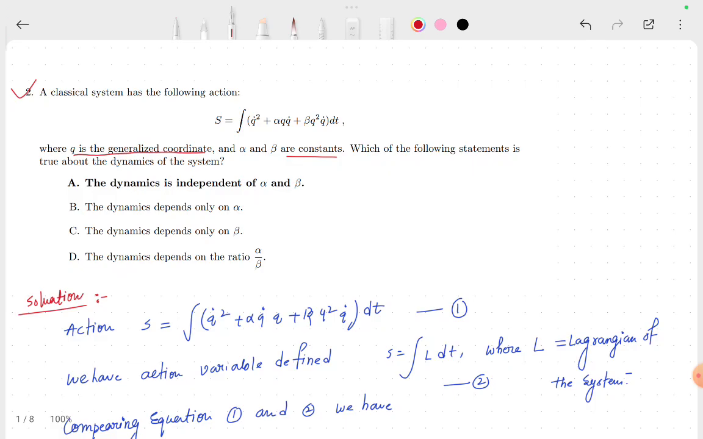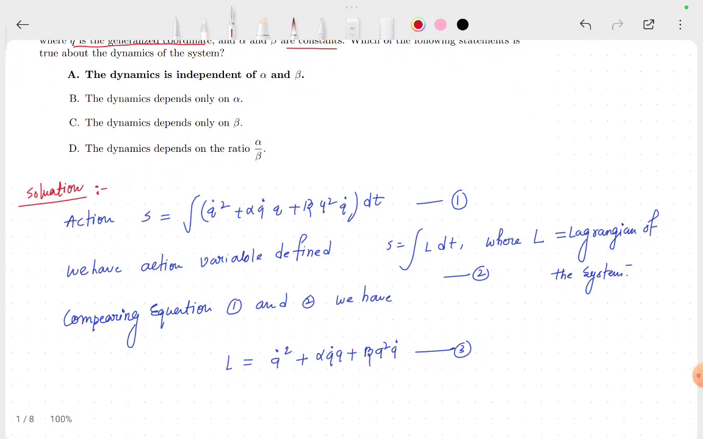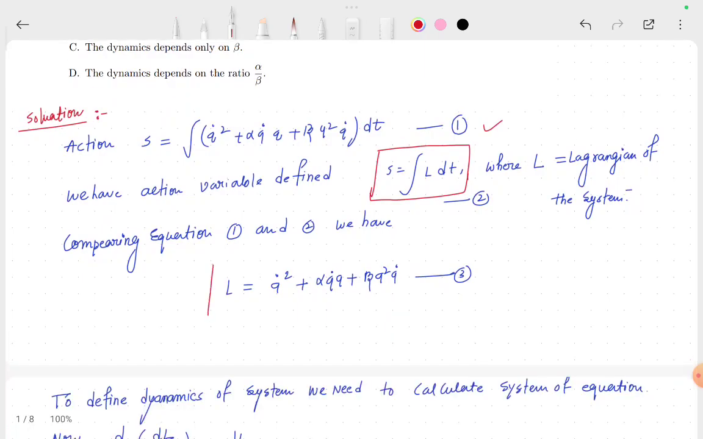If we deal with dynamics, first of all we calculate the equation of motion of the system. To find the equation of motion, you need to know the Lagrangian of the system. Here the action is like this, represented as equation number 1. We know the action is defined as S equals the integral of L dt, where L is the Lagrangian of the system. So if we compare equations 1 and 2, we get the Lagrangian of the given system.